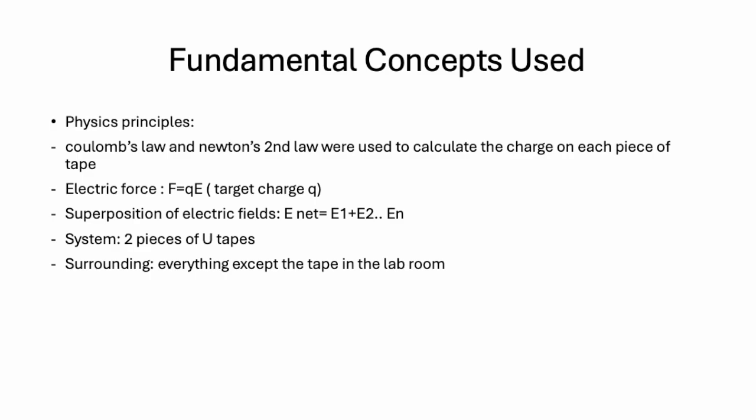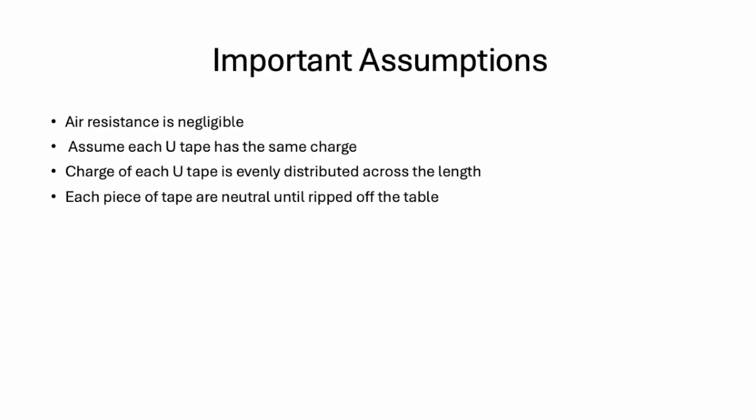The system was two pieces of U tape, and the surroundings were everything except the tape in the lab room. Some important assumptions were that air resistance was negligible. I assumed each U tape had the same charge, and the charge of each U tape is evenly distributed across the length, and each piece of tape is neutral until ripped off the table.